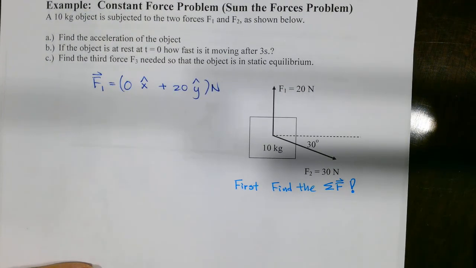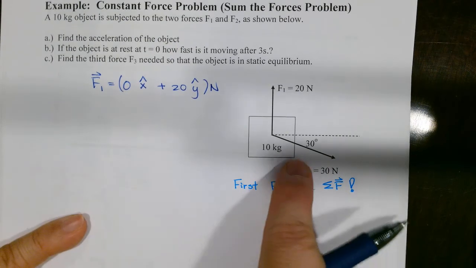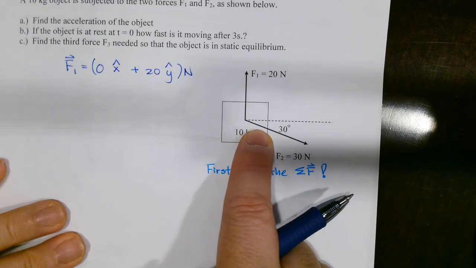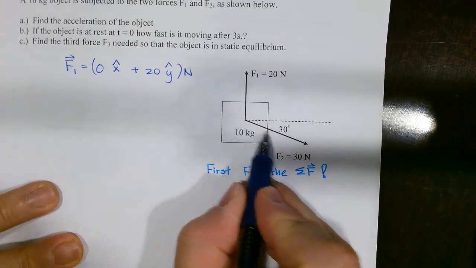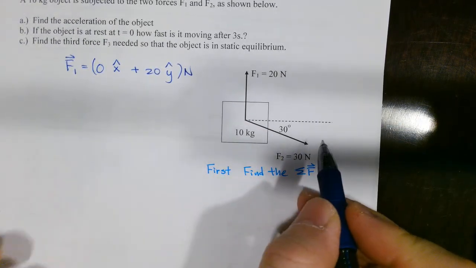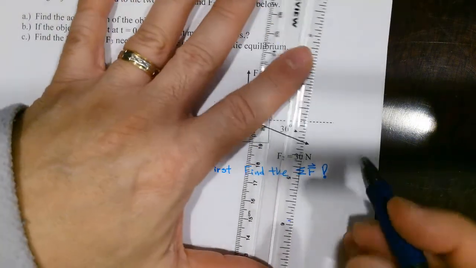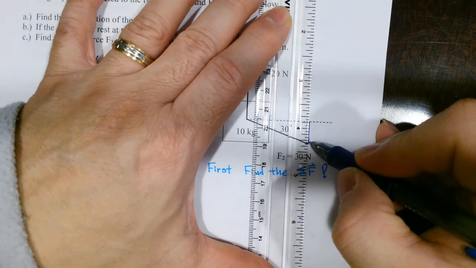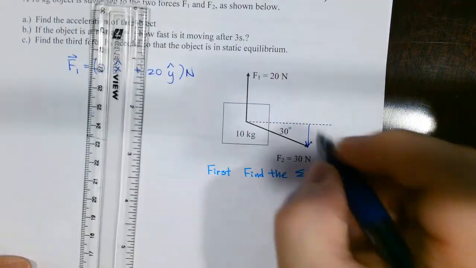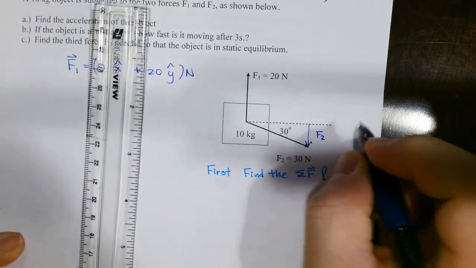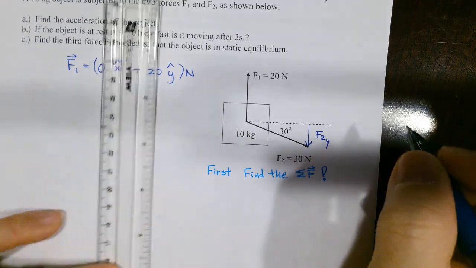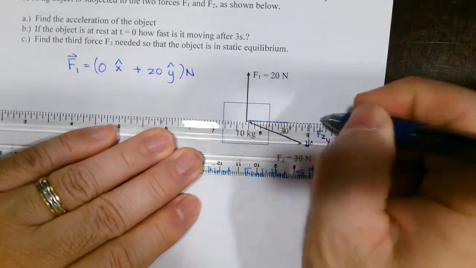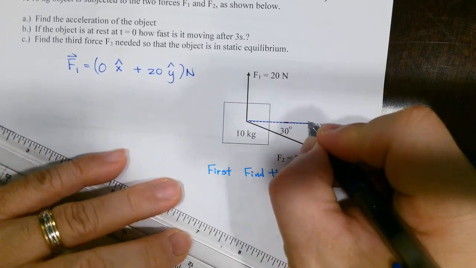That was easy. But this is going to give us trouble. Why? Because this is not on the axis, it's up here. So this will actually have an x and y component. So here's your F2y, and you have your F2x.